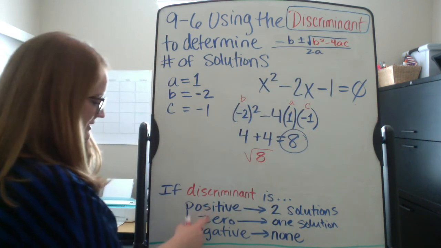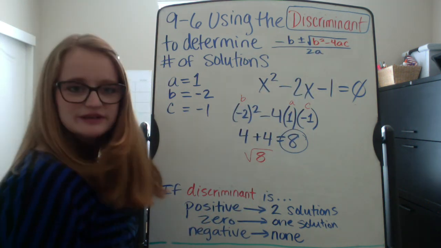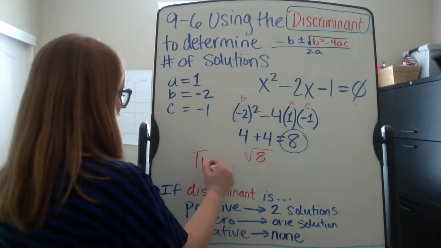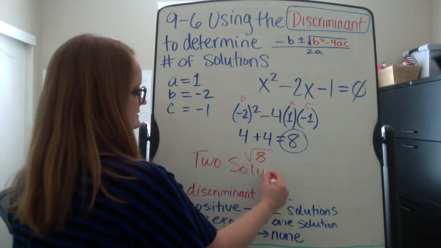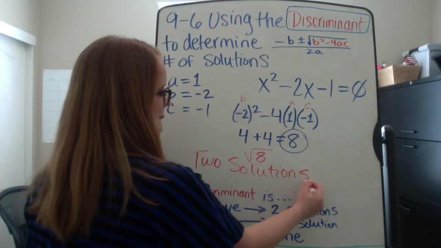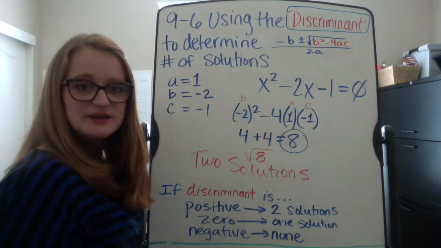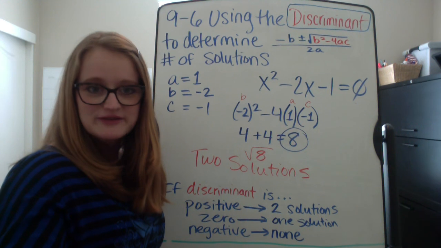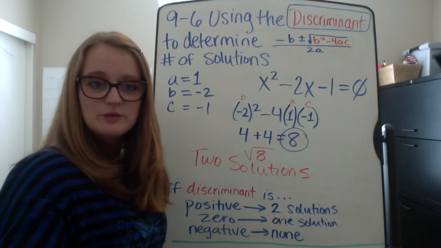Well, is 8 a positive number? Is it 0 or is it negative? It's a positive number, so that means we have two solutions. If it was negative 8, it would be no solution. And if we got a 0 after calculating, it would mean only one solution.